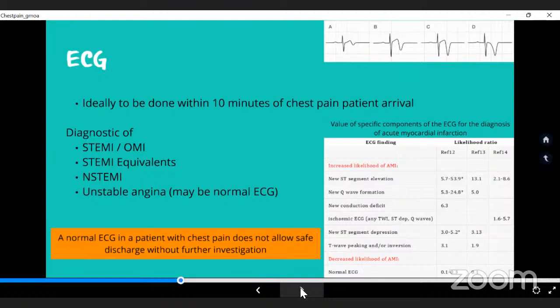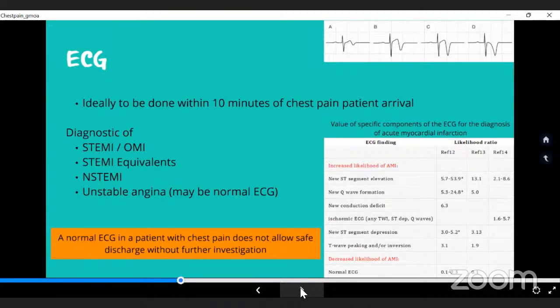The important thing again: a normal ECG in a patient with chest pain does not allow safe discharge without further investigation, because ECG alone cannot rule out acute myocardial infarction. So you have to take history, ECG features, and biomarkers collectively to reach a conclusion of possible myocardial infarction. There are lots of things in ECG you need to know.